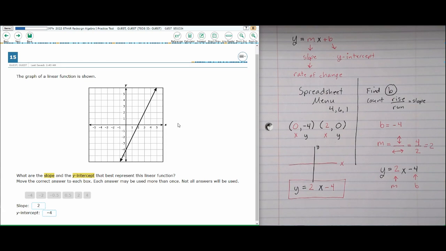But now what I want you to do is pause this video, try to solve number 16 on your own, and then come back and recheck it on number 16 to see if you got the same answer that I got.